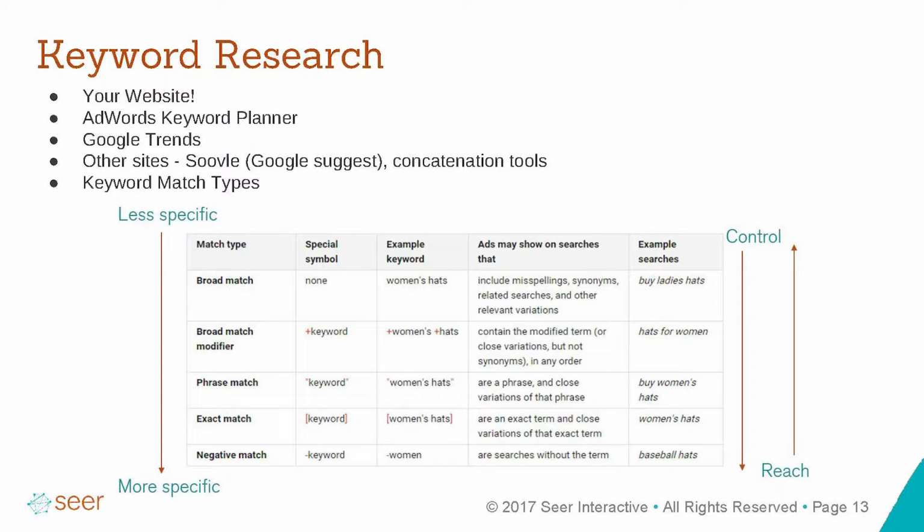Yeah. With the negative, I would think you need to be careful, because if you were to say negative men's and someone searched for women's or men's hats, that would knock it out and it wouldn't show up, right? Correct. So with negatives, you've got to be very careful about inadvertently having a false drop.